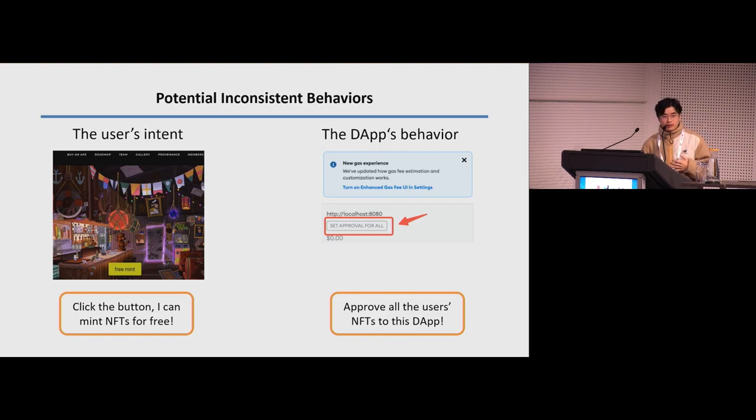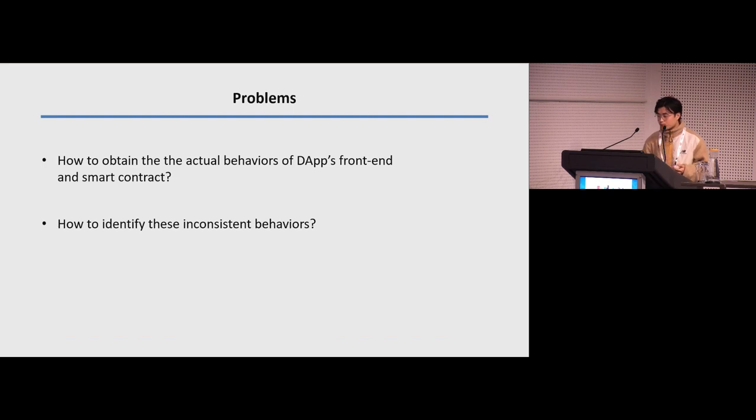If I am a victim, when I see the web page of this site, it is showing an eye-catching button, free mint. So I would expect that if I click the button, I can mint NFTs for free. However, when I click the button, the front end will generate a malicious transaction which will approve all my NFTs to this site. That means they have full control of my NFTs and they can steal them at any time.